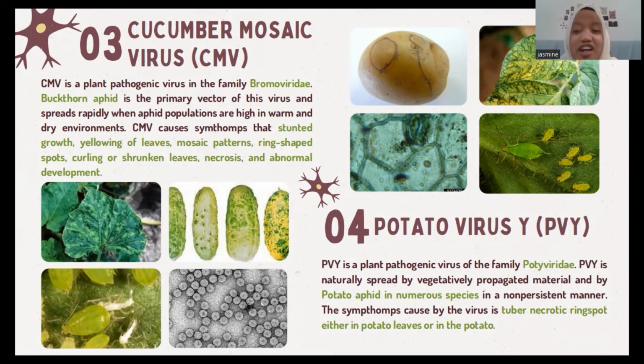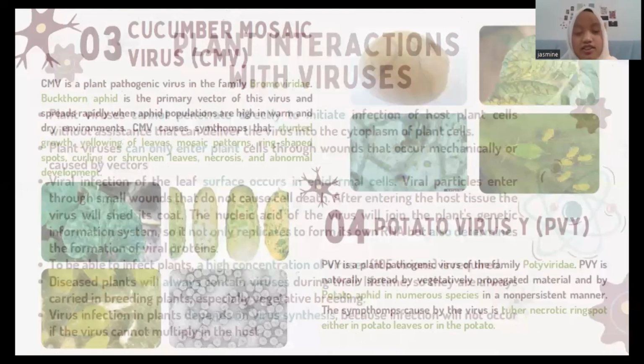Next is potato virus Y or PVY. PVY is a plant pathogenic virus of the family Potyviridae. PVY is naturally spread by vegetatively propagated material and by potato aphids and numerous other species in a non-persistent manner. The symptoms caused by the virus are tuber necrotic ring spot, either in potato leaves or in the potato. So this is the picture of the damage caused by potato virus Y. This makes the leaves have ring spots.